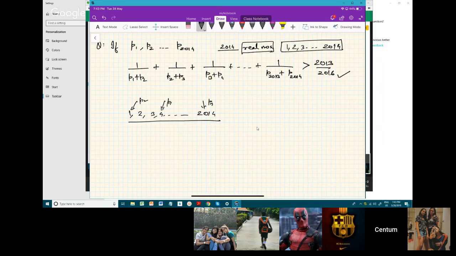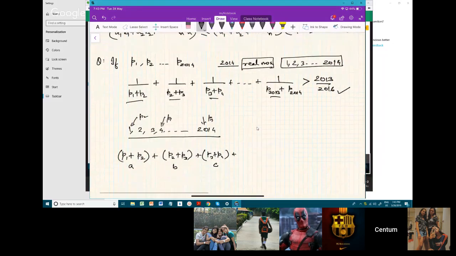I told you that Cauchy Schwarz can be applied. So see here, let us observe these numbers: P1 plus P2, P2 plus P3, and P3 plus P4, all of them. Let us say this is my A, this is my B, this is C. Instead of that, I'll write this as A1, this is A2.